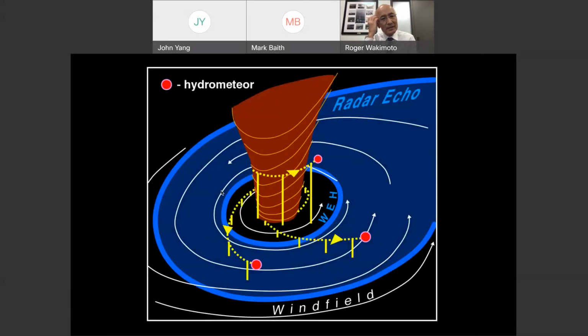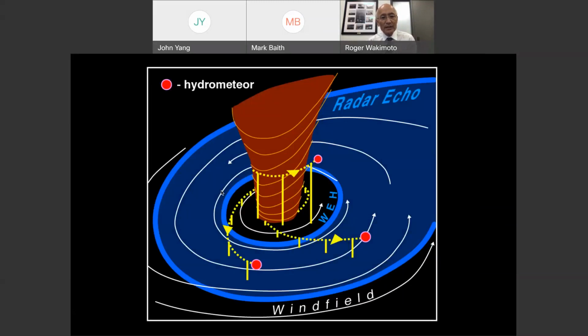So I created this schematic to simply explain this. The blue represents the hook echo. And notice there's a weak echo region, the black center. And I labeled that WEH. And then the brown is the tornado. And then the red circles are hydrometeors, precipitation particles. They could also be debris particles.